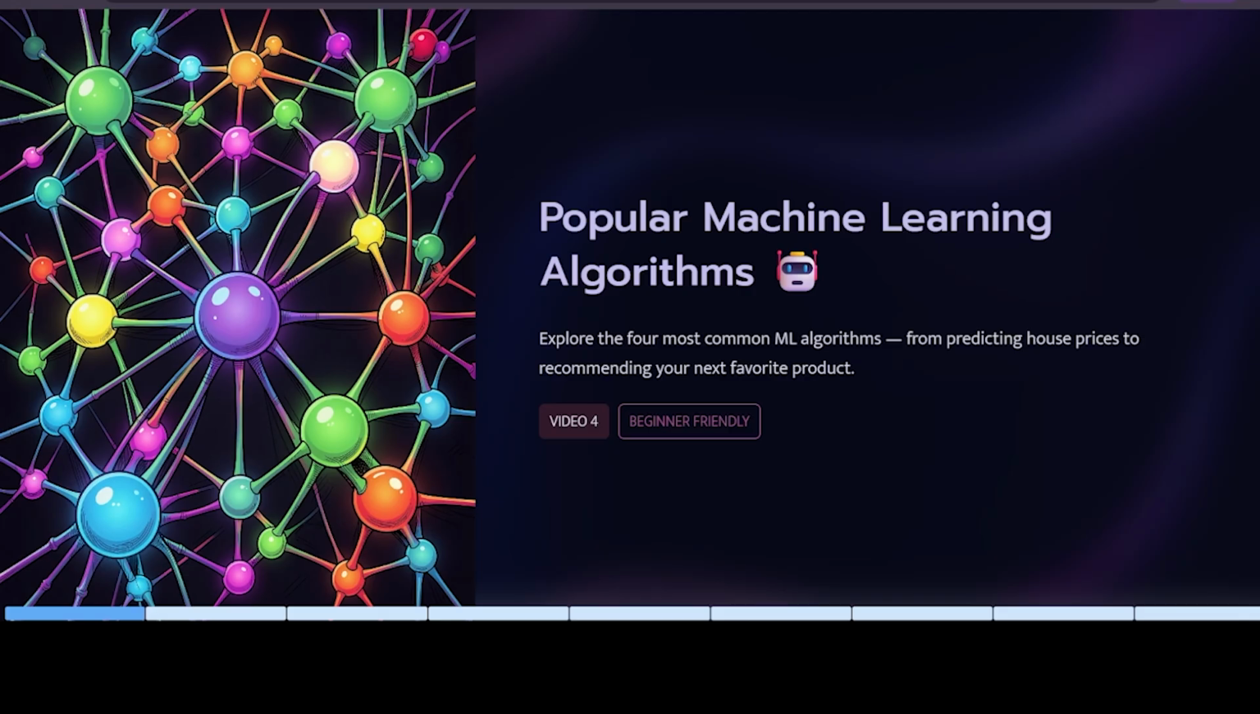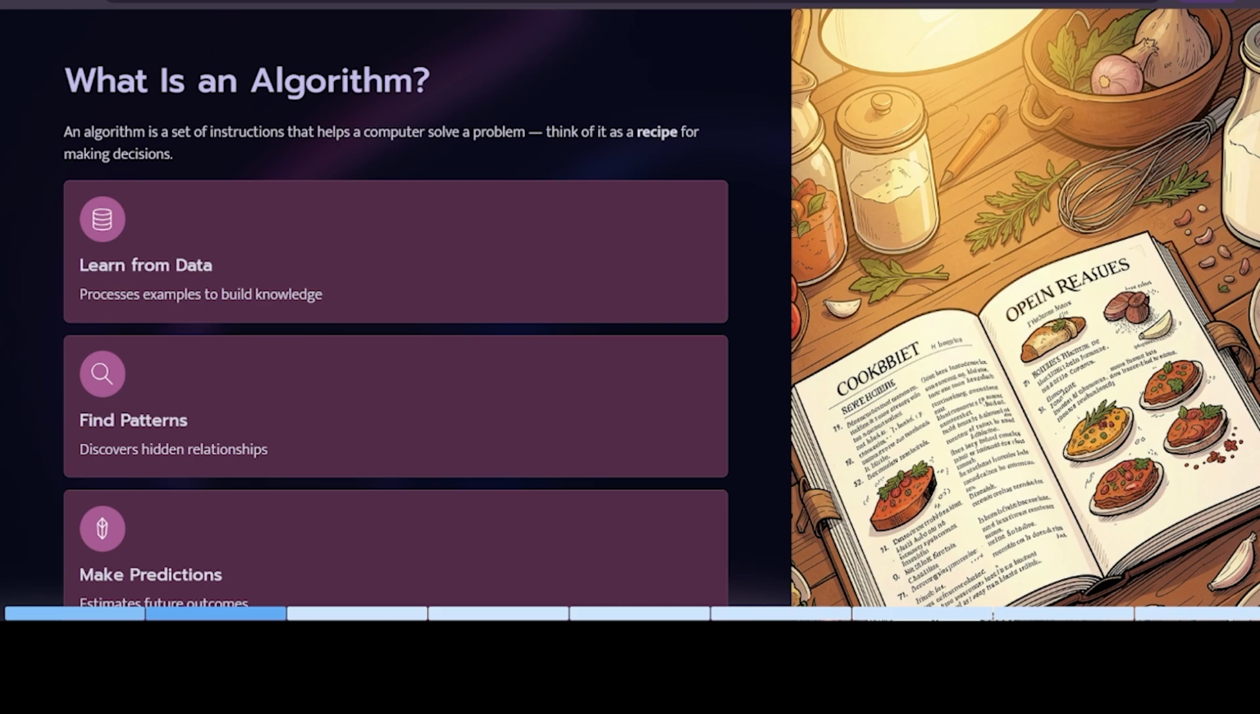First of all, we are going to learn about the algorithm. Before learning the machine learning algorithm, guys, let's first understand what an algorithm is. An algorithm is nothing but a step-by-step set of instructions. That means a step-by-step procedure that will help a computer to solve a problem, right?